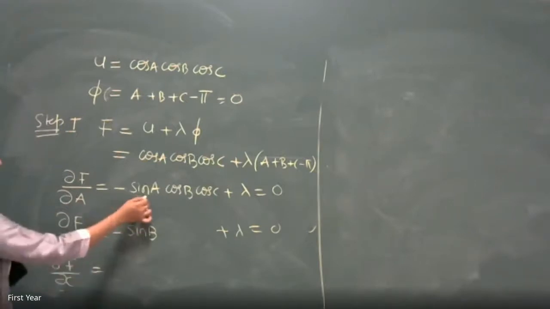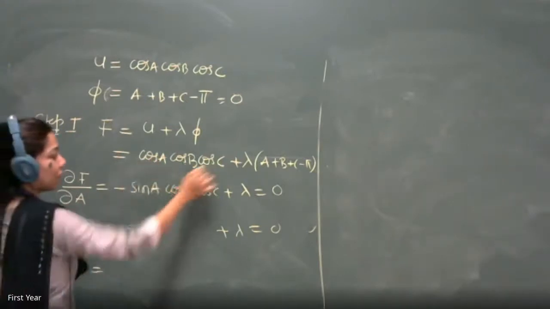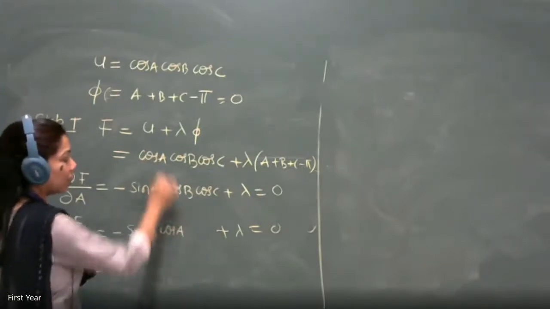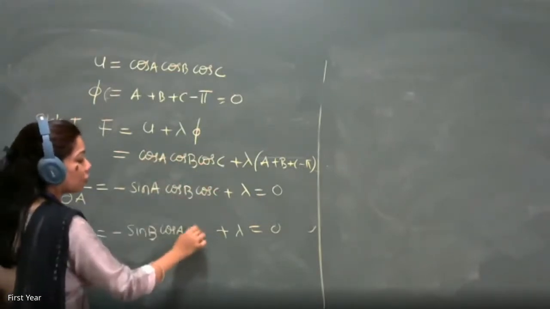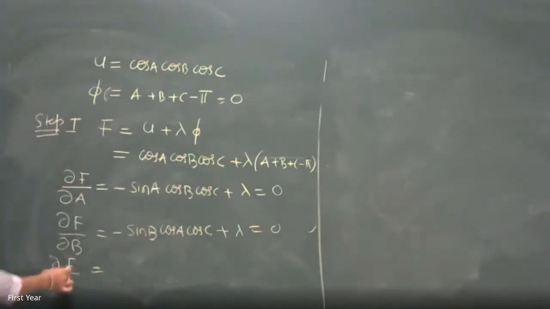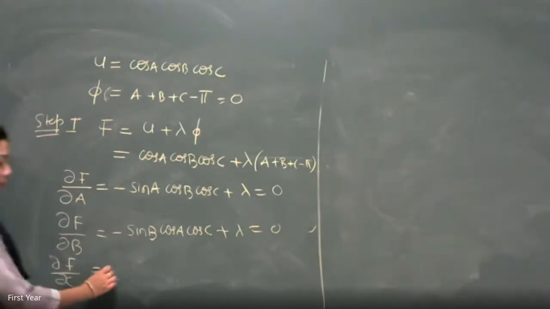Yes, the ones which are constant are kept as they are. So cos A and cos C remain as they are, and the derivative of cos B is minus sin B. Now let me tell you the derivative of f with respect to C, if you have understood this.